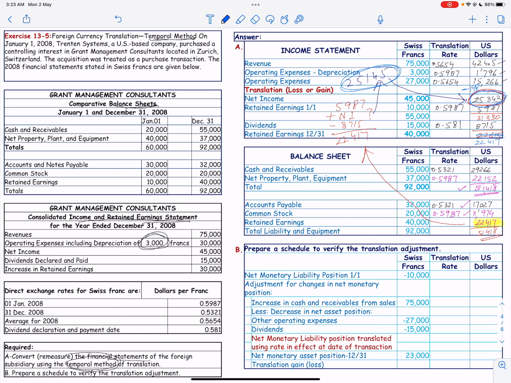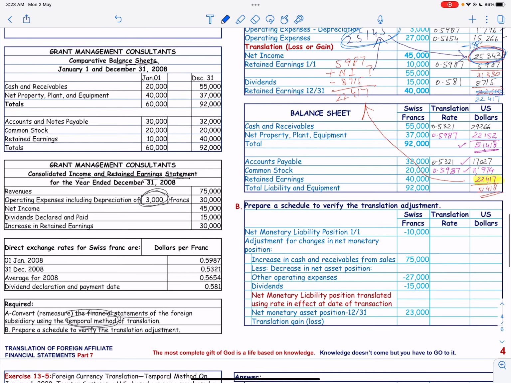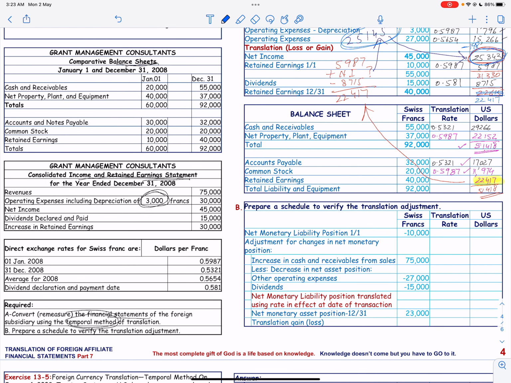Yet another way to find the adjustment is to find the difference between the net monetary liability position, the difference between the beginning and the year end difference between the assets and the liabilities, and let us see how we do that.